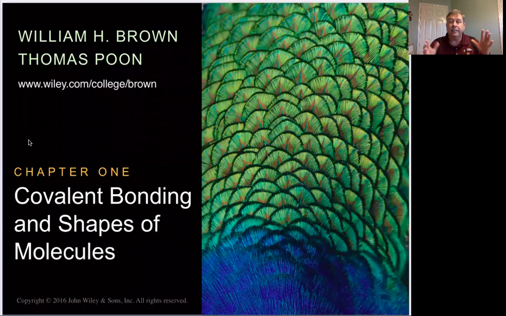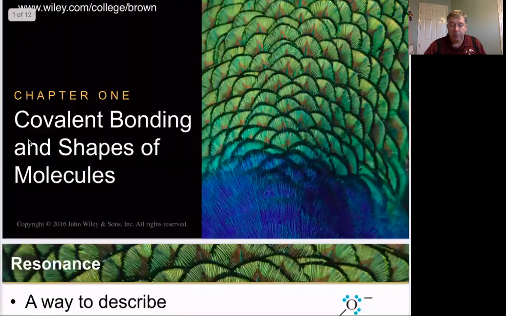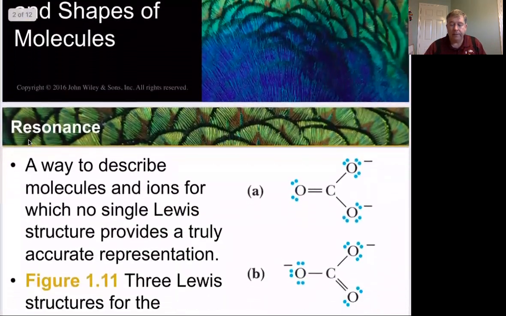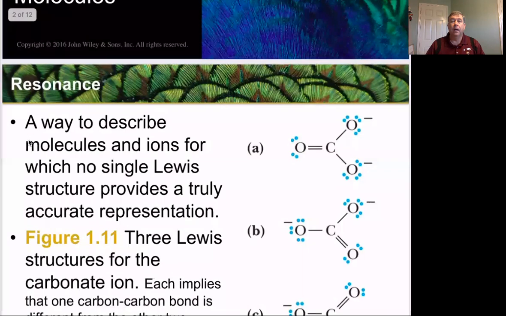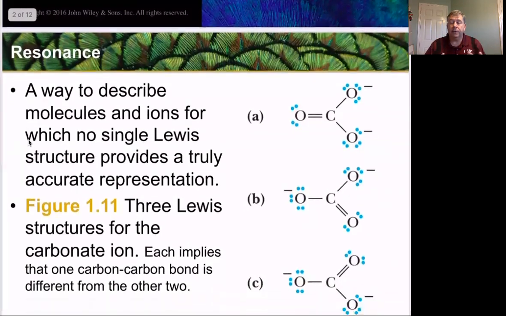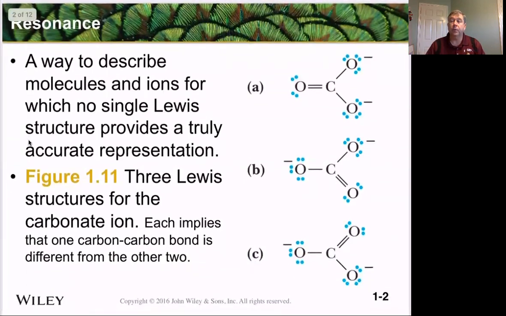Okay, so we'll sum up the rest of the chapter by telling us about covalent bonding and the shape of our molecules. But the thing we're going to talk about now is resonance. Now, when we looked at drawing Lewis dot structures, most of the time we had a single bond and no charge associated with it.